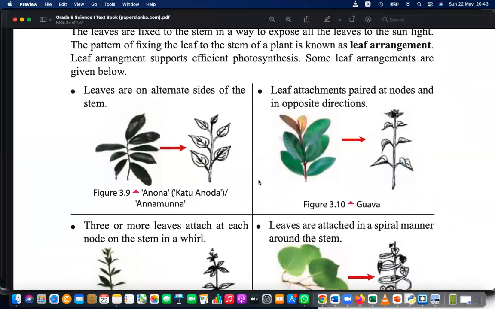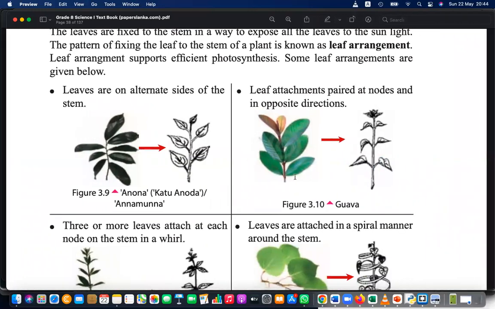Sometimes it's not alternate, it's opposite. Opposite means there will be two leaves in parallel, a left one and a right one, both branching from the same place. That is in guava and pear. In guava you can see this kind of arrangement. These are distinguishing, specific features of each leaf.